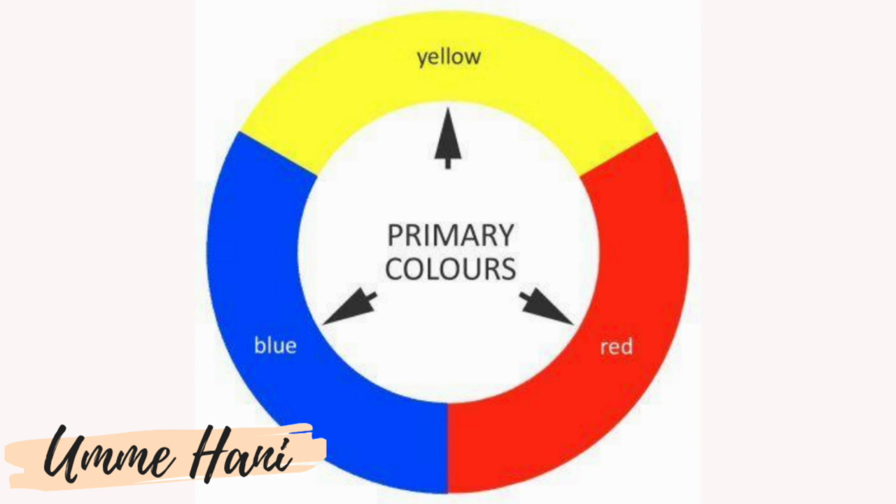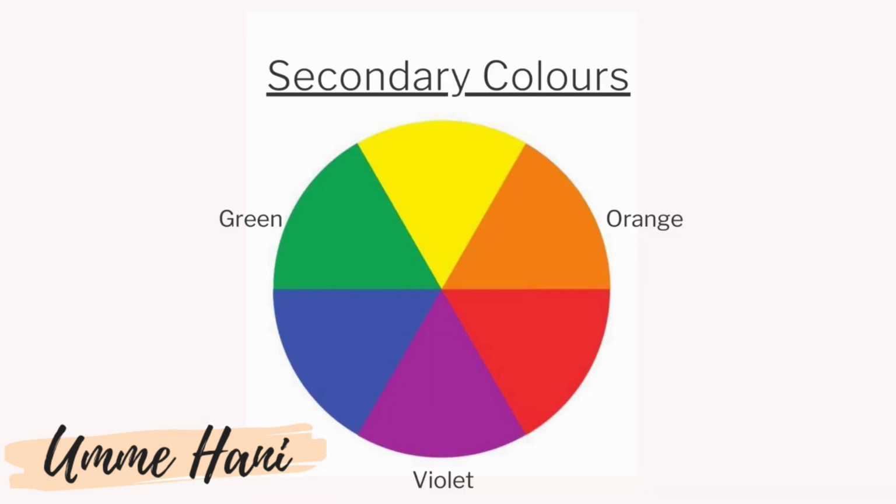Using the help of these three colors, we come to something else called the secondary colors. Secondary colors are basically made by combining two primary colors in equal proportion. For example, you combine equal parts of yellow and red and you get orange. You combine equal parts of red and blue, you get violet. Equal parts of blue and yellow result in green.